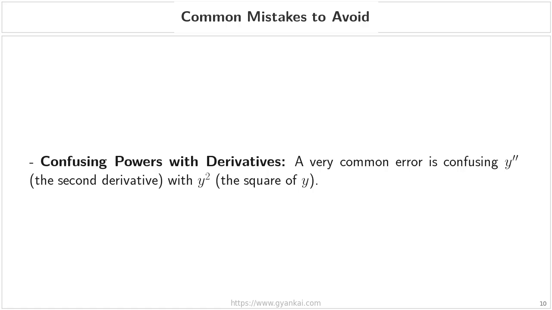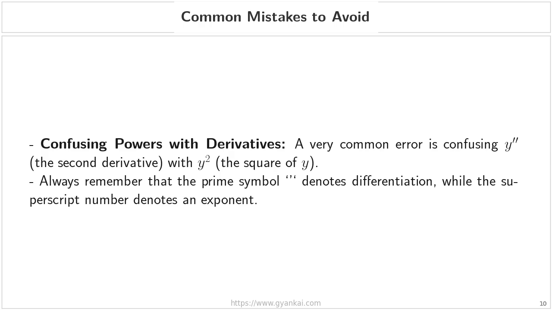First, please be careful not to confuse powers with derivatives. A very common error I see students make is confusing y double prime, which represents the second derivative, with y squared, which is simply the square of y. It is vital to always remember that the prime symbol, that little tick mark, denotes the process of differentiation, whereas a superscript number denotes an exponent. One represents a rate of change, and the other represents repeated multiplication.